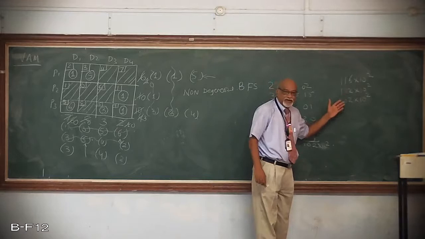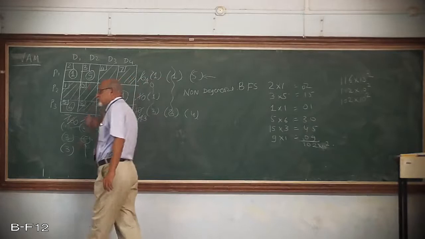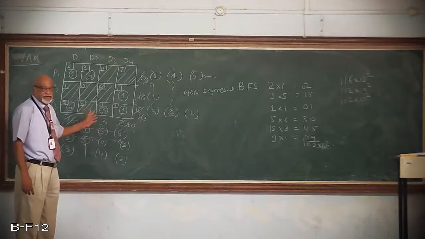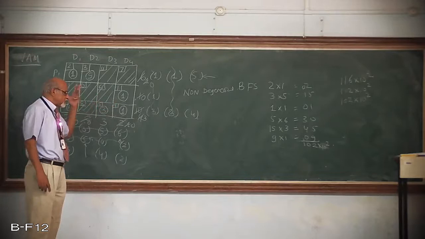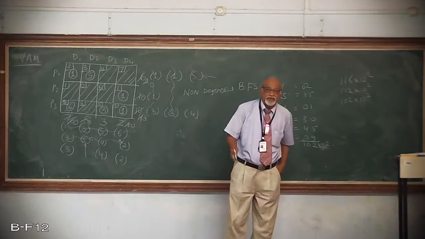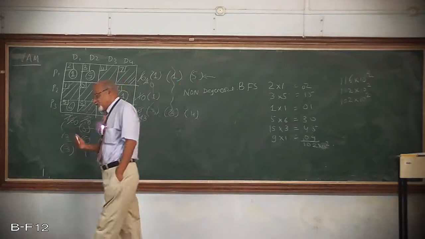Otherwise, by just a hunch or by just one method, we could not have allocated. Because this is what actually is being done. This is the beauty of this particular method. Otherwise, to find these things, the generation of the number of solutions would have been phenomenally very, very high with the simplex method.